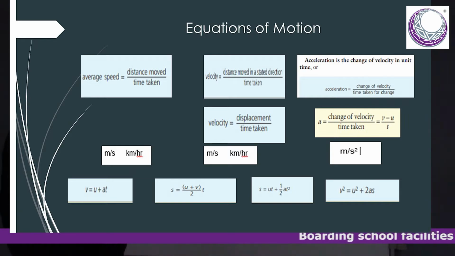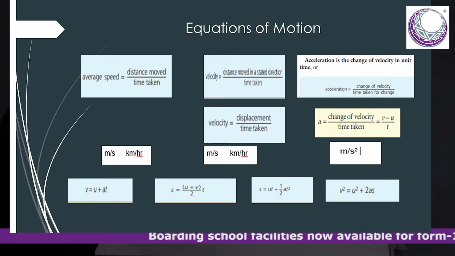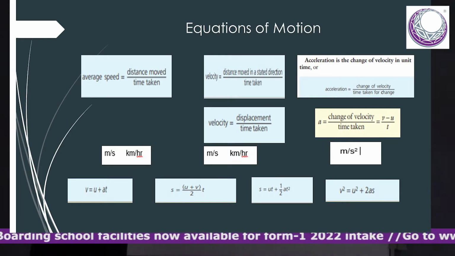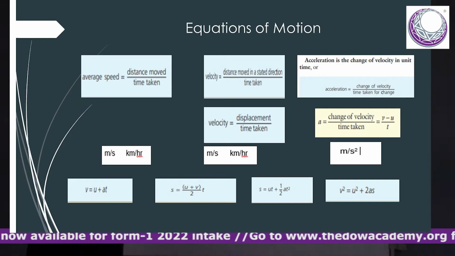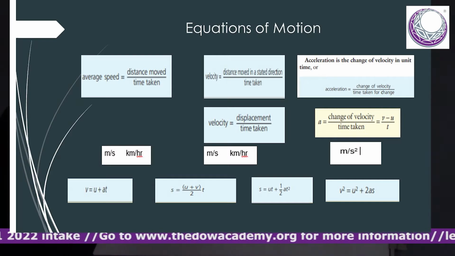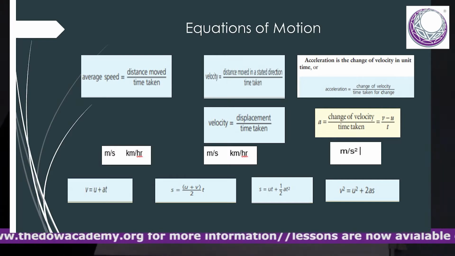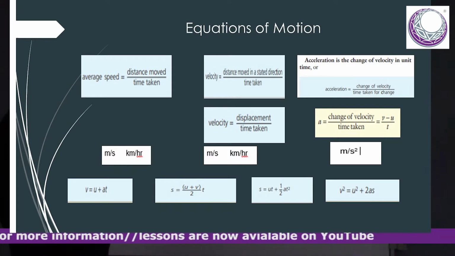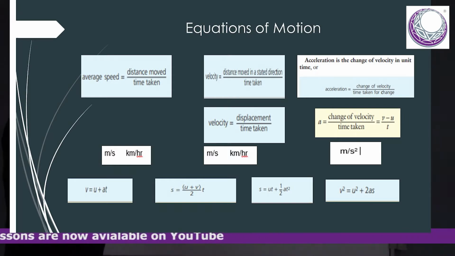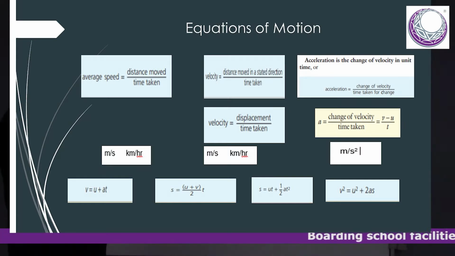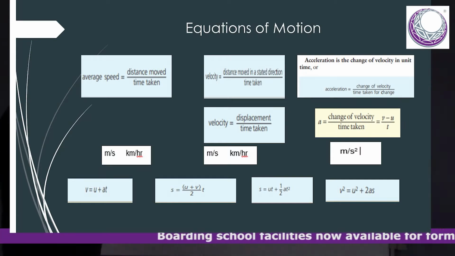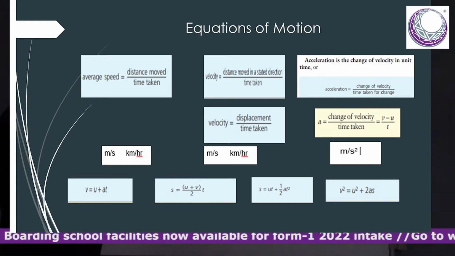What are the units for average speed? The units for average speed depend on what you have used, meters per second or kilometers per hour. So you need to know which unit you are going to use. It depends on the question that you have. Sometimes you have to change from meters to kilometers and the like. So make sure you match these, meters per second or kilometers per hour.